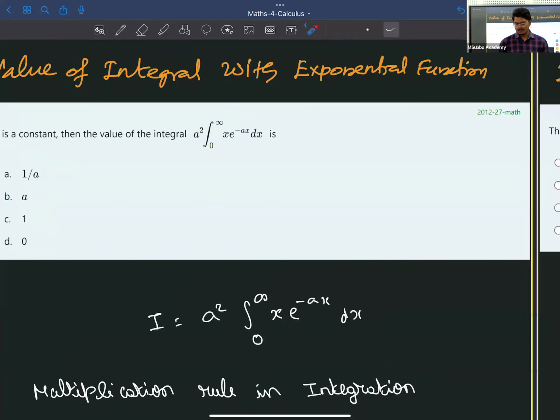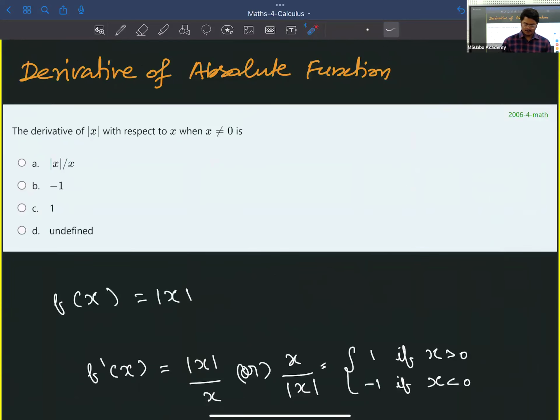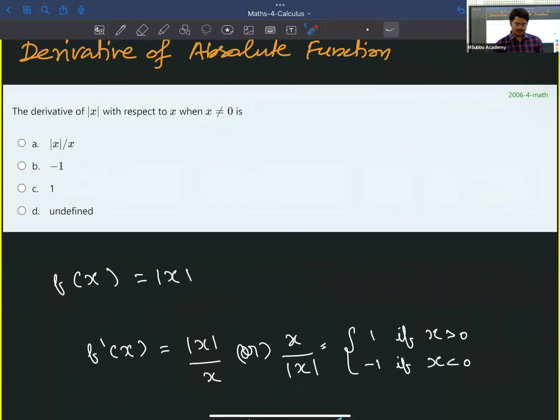Okay, then hope you guys are clear. Then we will move on to the next problem. So derivative of mod x with respect to x when x is not equal to 0.